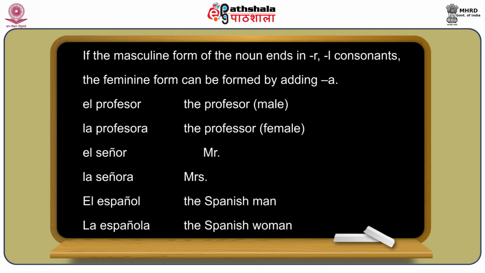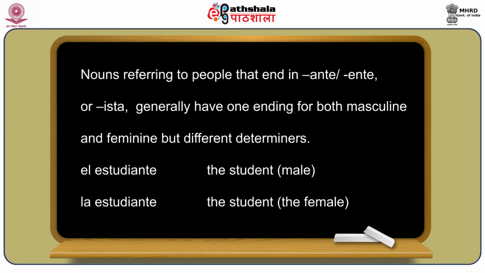El español can mean Spanish as a language, but it can also mean the nationality, that is the Spanish man, and la española will mean the Spanish woman. The nouns referring to people that end in ante or ente or ista generally have one ending for both masculine and feminine. For example, estudiante can be male or female. So it can be el estudiante, which will mean male student, and la estudiante, which will mean female student.